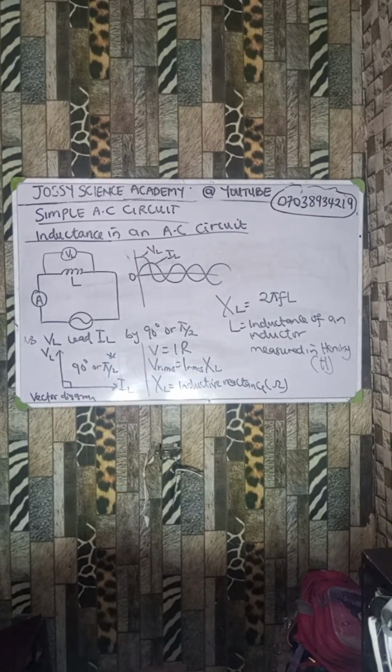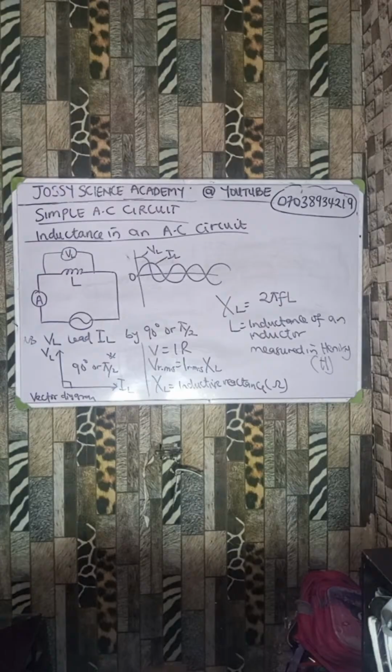All right. So I can say that voltage is leading, while current is lagging. And it is leading it by 90 degrees or pi over 2. I hope you understand. Now we are making respect to Ohm's law. From Ohm's law, V equals IR. What is R? The resistance.